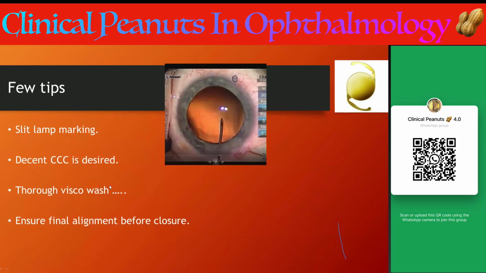So it's better to do a good rexis. It is desired but not essential. A thorough visco wash after toric IOL is very, very important. It is essential because misalignment of even 1 degree will compromise the result by 3 degrees. Meaning if you are getting 10 degrees of misalignment, you will have 1/3 compromise in your result.